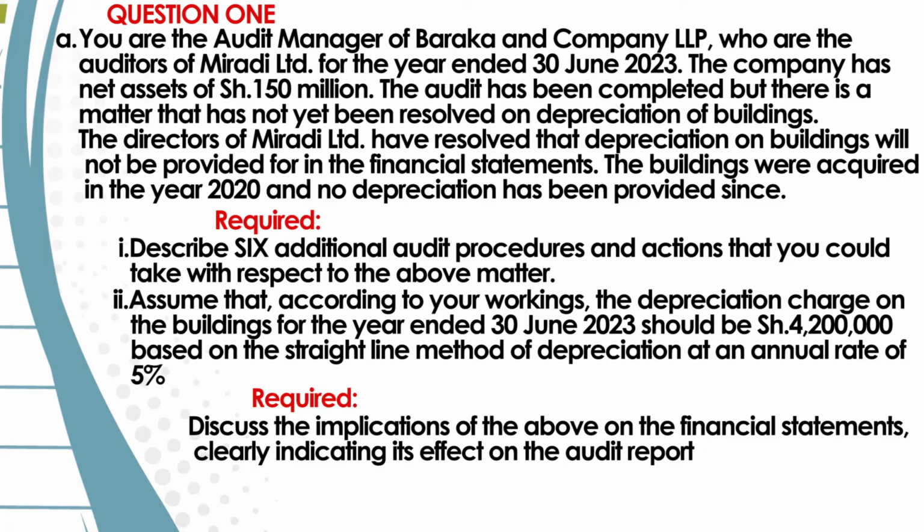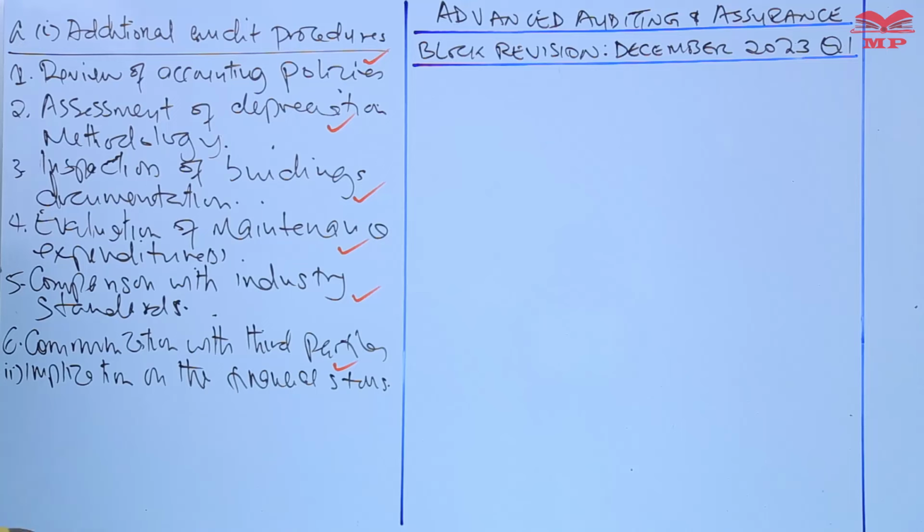What is the implication of this? What is the implication if the depreciation was to be 4.2 million? What is the implication on the financial statements? This question is in two parts. Implication on the financial statements, then clearly indicating its effect on the audit report. We'll also discuss the effect of this information on the audit report. But first of all, let us discuss implications on the financial statements.